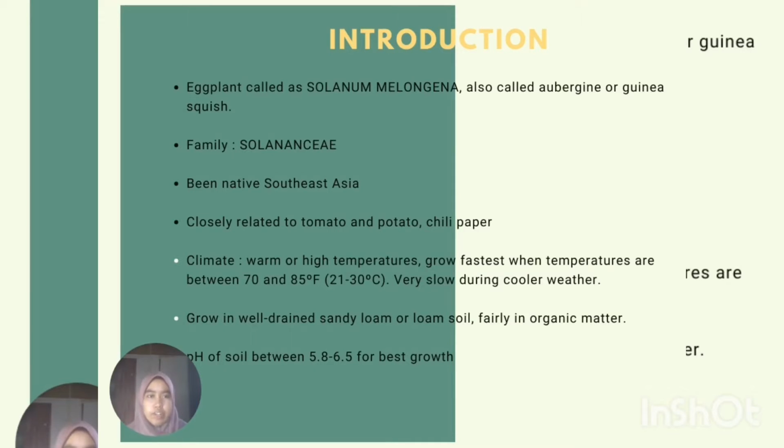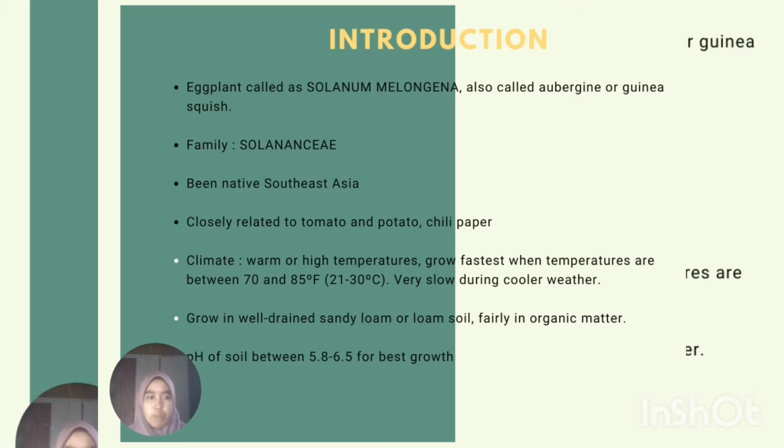Introduction. Eggplant is called Solanum melongena and is also called aubergine or guinea squash. The family for eggplant is Solanaceae. Eggplant is native to South Asia. Eggplant is closely related to tomato and potato, and also chili pepper.